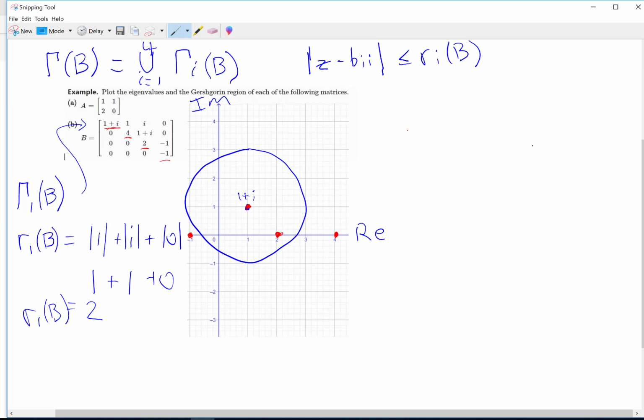So let's talk about the second Gershgorin disk, gamma 2 of B. I'll plot it in red. What's the center? Well, the center is 4, as we said earlier. That's the center of this disk. What's the radius? Well, R2 of B, the radius would be, if you look, we have in row 2 a couple of zeros and we have a 1 plus i. So we need the absolute value of 1 plus i.